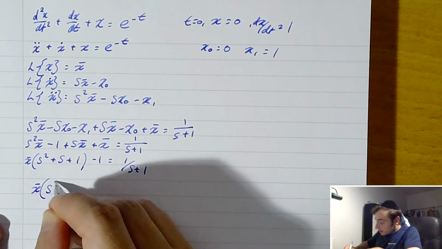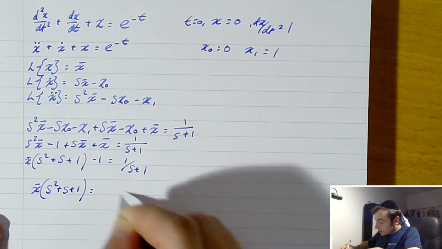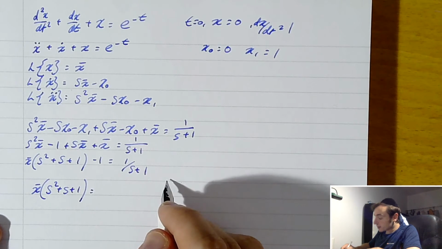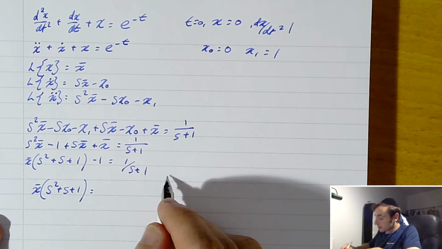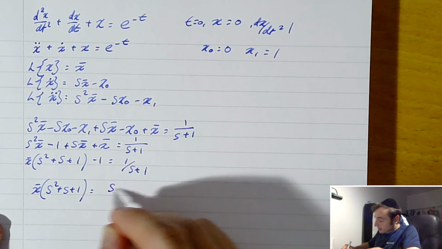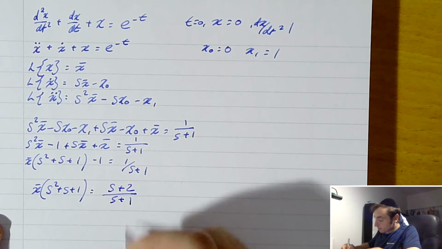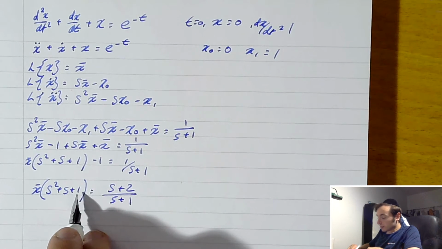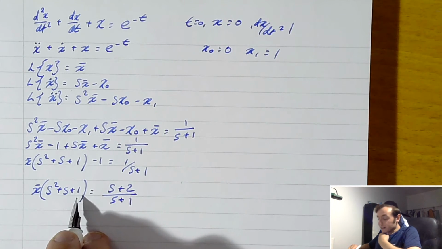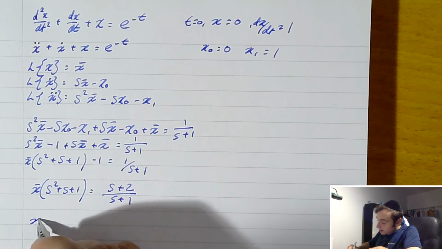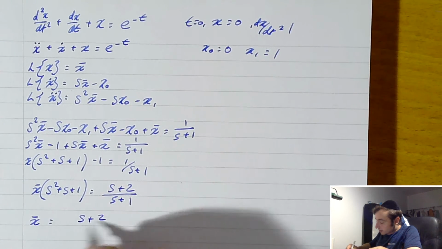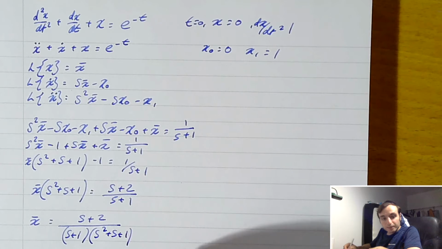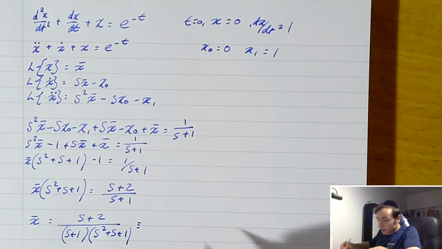I'm going to say x bar times s squared plus s plus 1 equals, now if I take 1 to the other side, and plus 1, I'm going to do s plus 1 on s plus 1. And s plus 1 on s plus 1 plus 1 on s plus 1 is going to be s plus 2 on s plus 1. Yeah? And I'm going to divide both sides by s squared plus s plus 1. Again, we have here a non-reducible quadratic factor. So this is going to go to x bar equals s plus 2 on s plus 1 times s squared plus s plus 1. And now we revert to partial fractions.